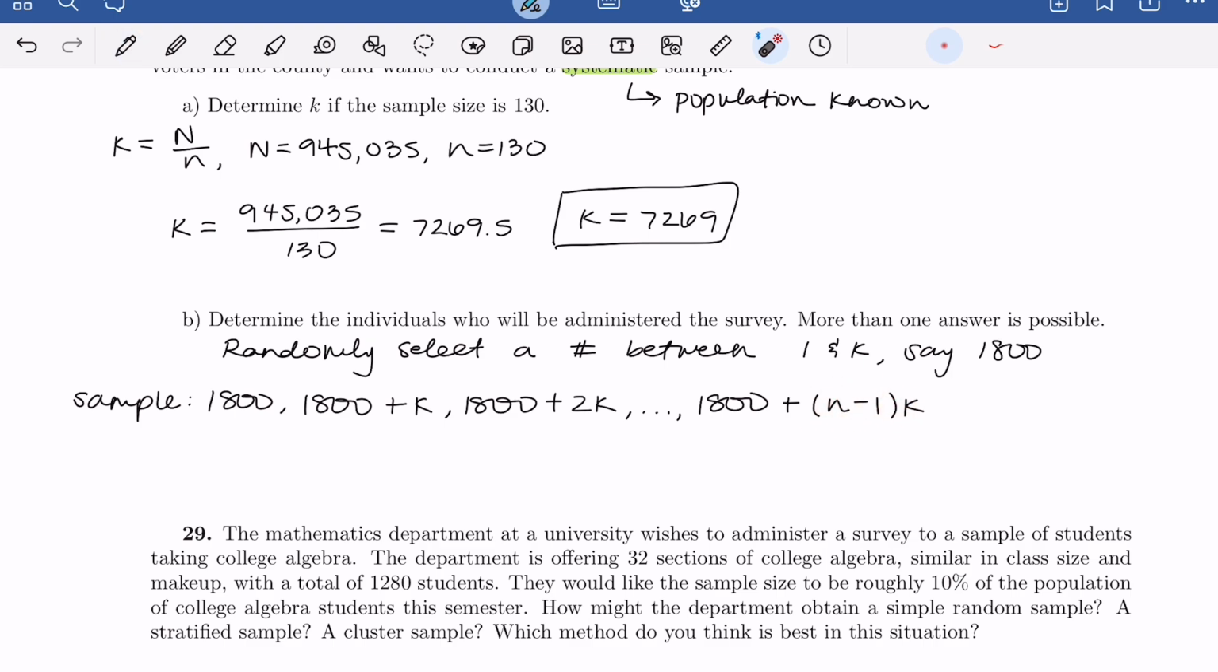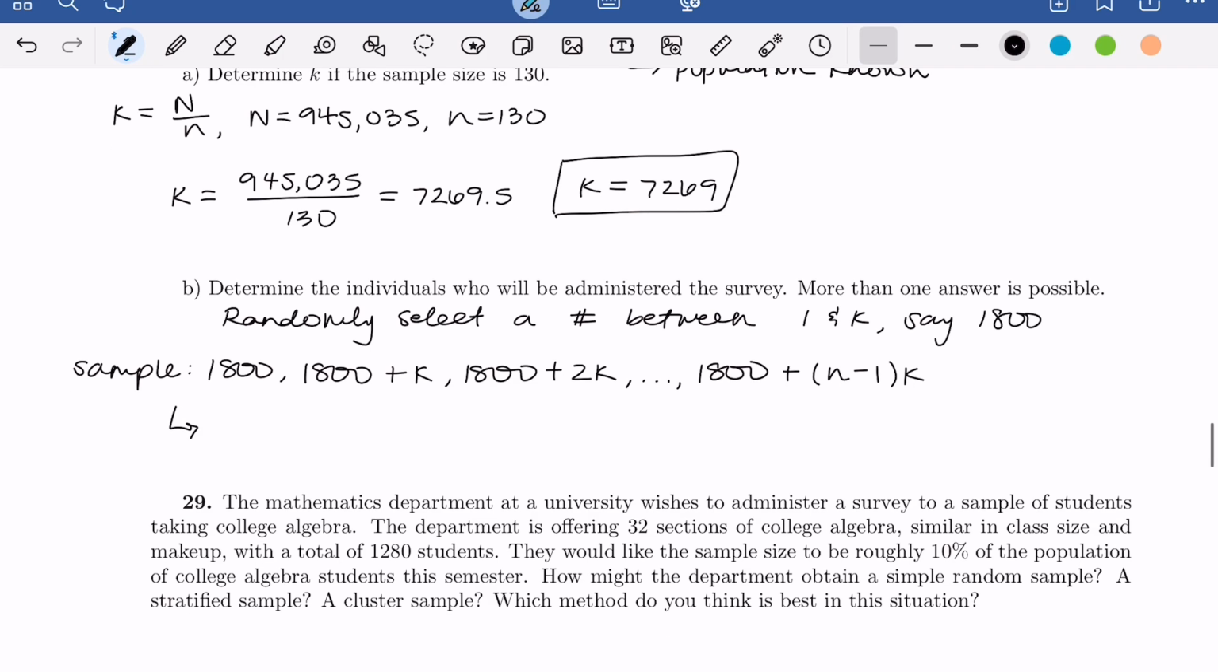So to find the actual sample here, we'll start out with 1800, and then for our next individual, we're going to add this 7,269 to 1800. So this will give us 9,069. Then we do the same thing. We'll add 2 times our K value to 1800. We're going to get 16,338. Now repeating this process all the way up to this last individual in our sample, the 130th.